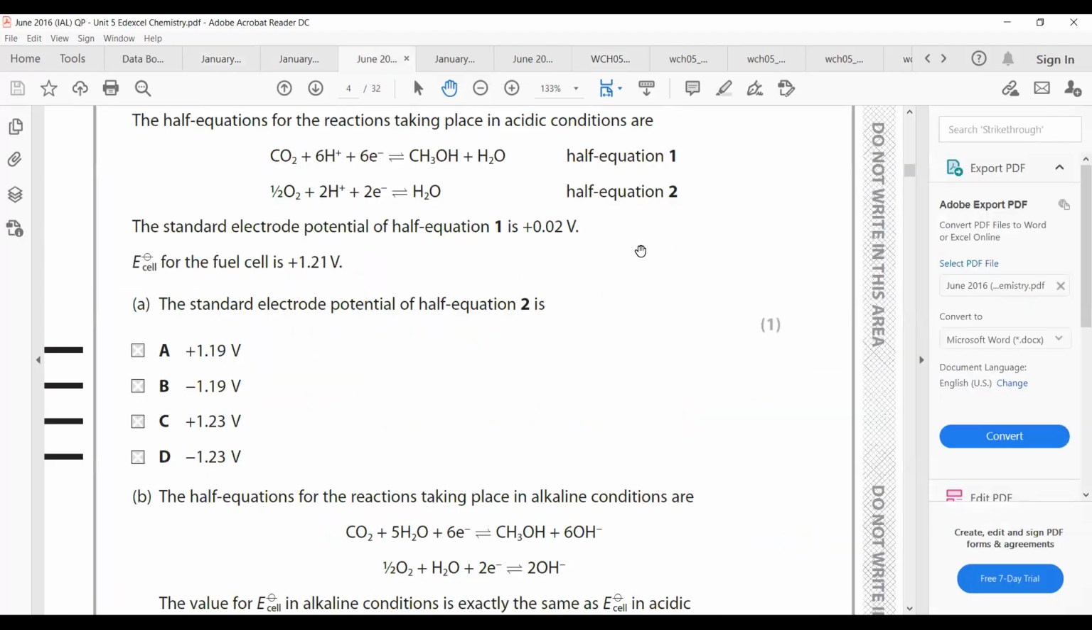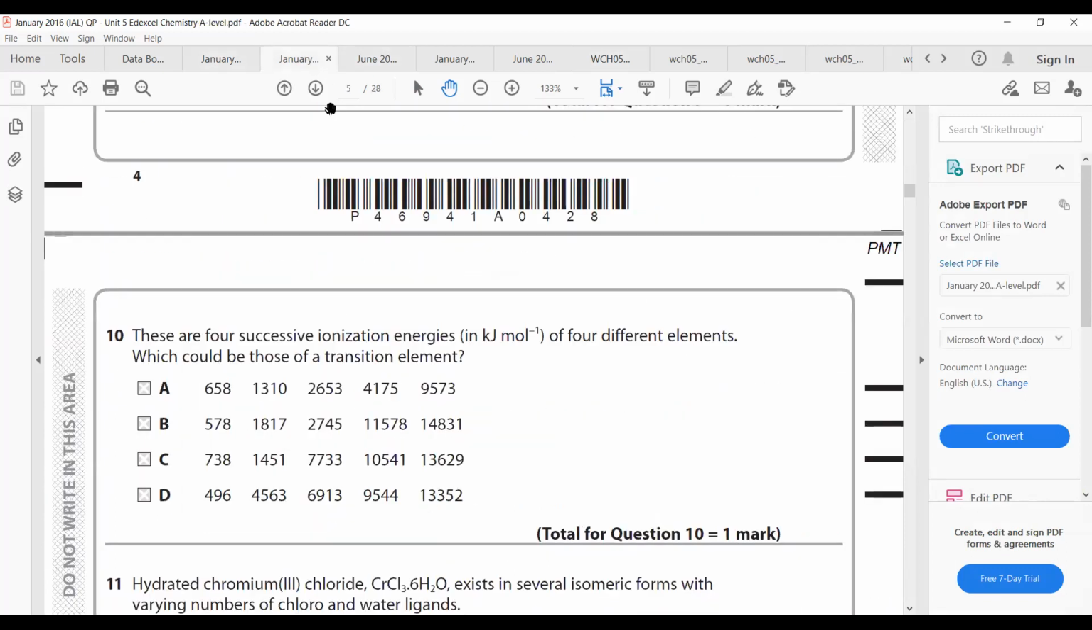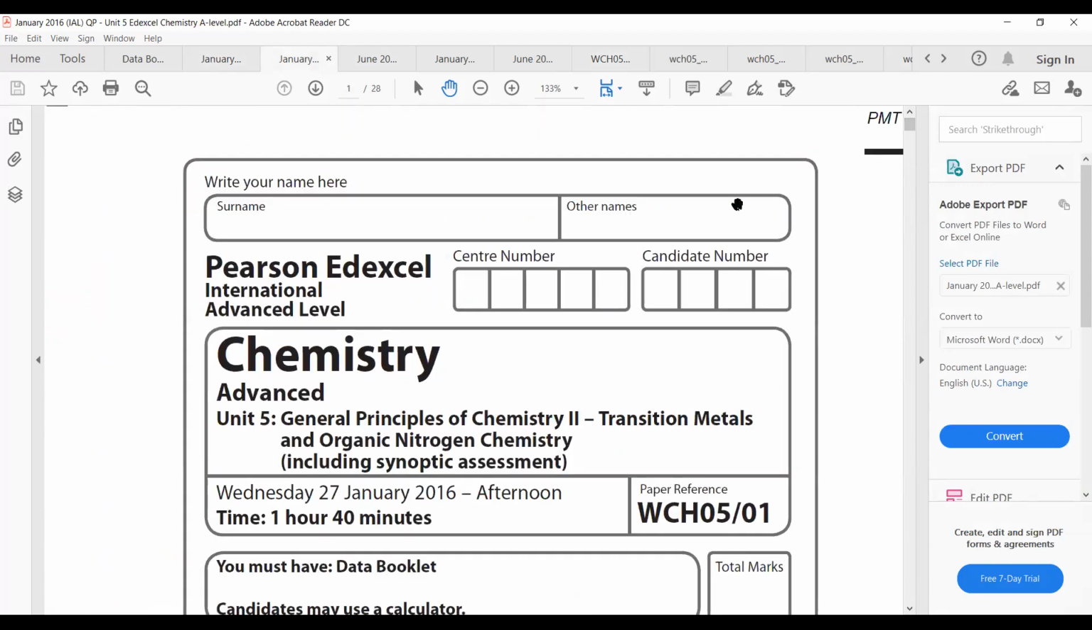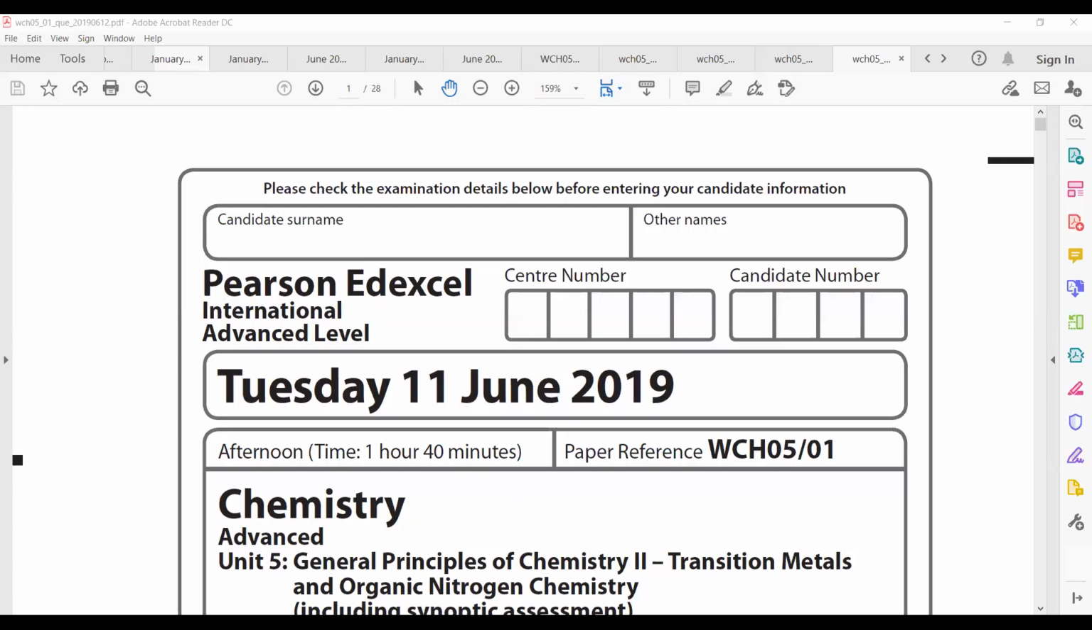Next is, this one is January 2016. Just a minute, I will share June 2015 as well. This one is June 2015.